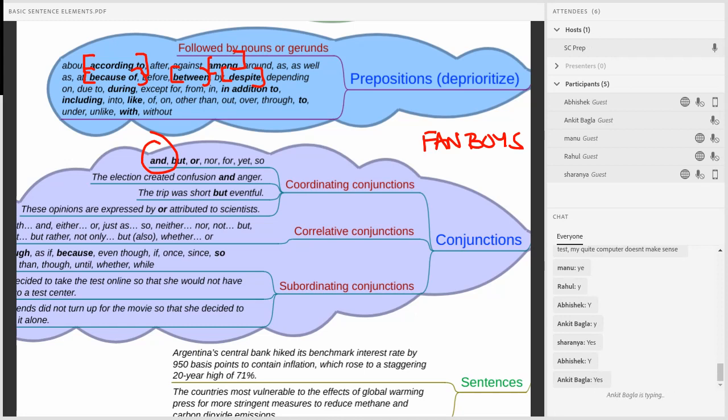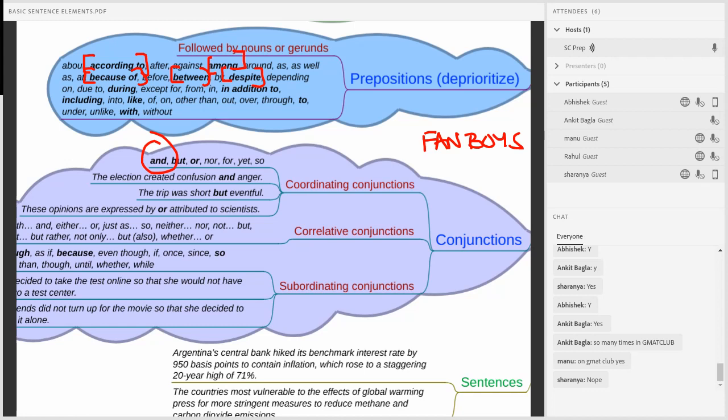Yeah, I think, while studying or elsewhere, in any kind of grammar resource, a lot of these sources come up with this FANBOYS. So F stands for... Yeah, Sharanya. In fact, Sharanya, I'm happy you have not come across FANBOYS. There's nothing wrong with FANBOYS. FANBOYS is a short way to remember these conjunctions. F for 'for', A for 'and', N for 'nor', like that.